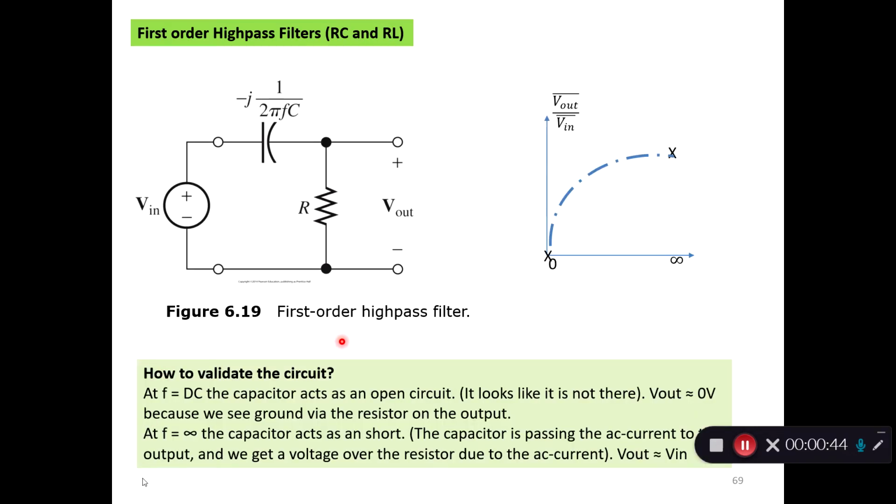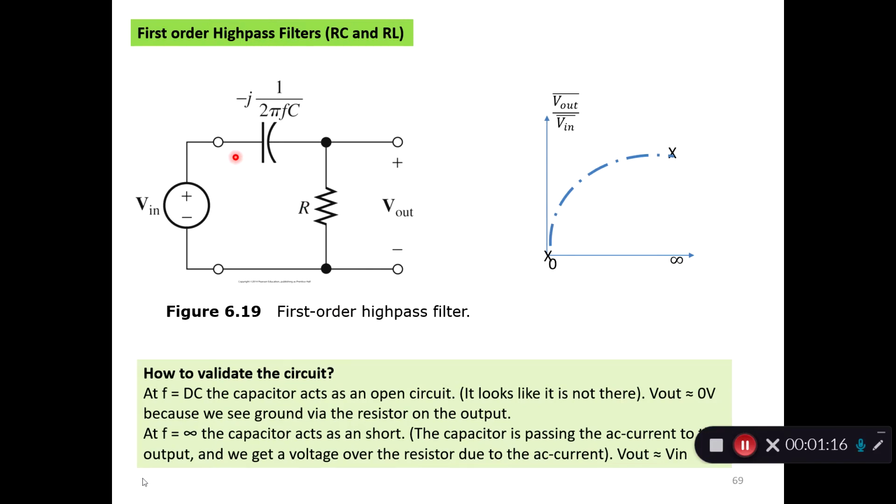But how do we validate it when we see it and perhaps cannot remember that this is how a first order high-pass filter looks like? The thing is, we use the DC infinite frequency approach. We assume that the input source has a DC signal, so the frequency is 0. How will the circuit act then?